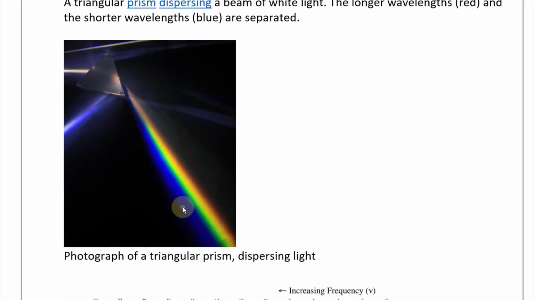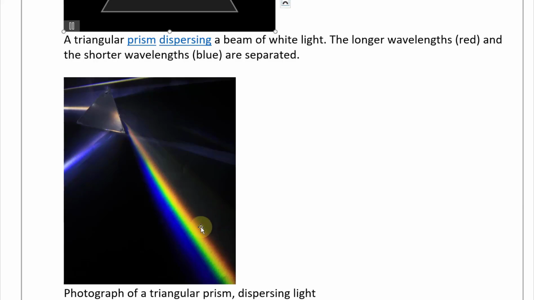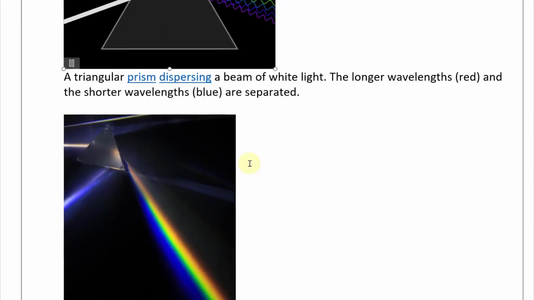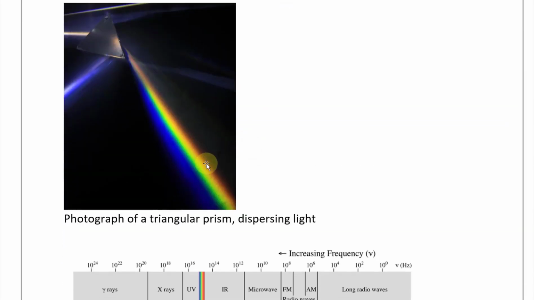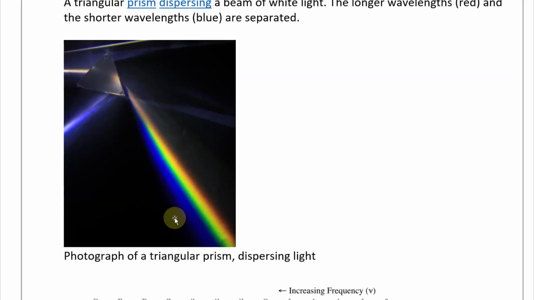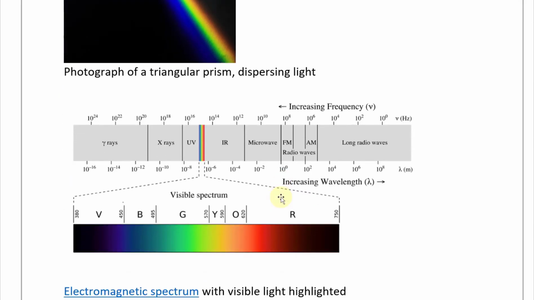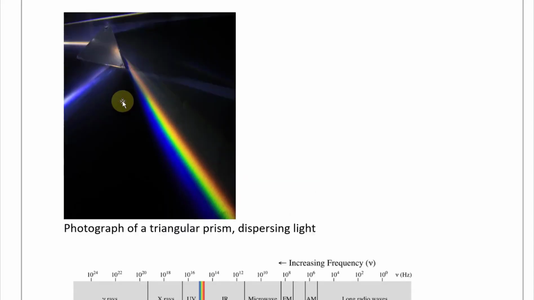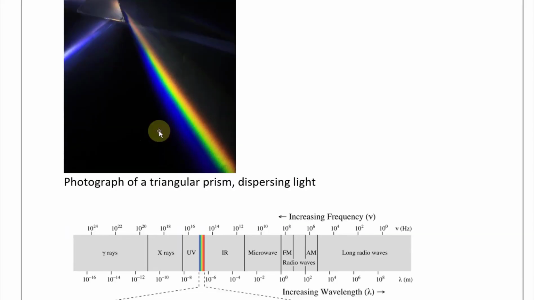So notice how this white light separates from blue and all the way to yellow and so on, like that. And then towards the reddish side. Yeah, so photograph of a triangular prism or pyramid dispersing light. Actually, in this case, it might be like a sideways pyramid, or not even a pyramid. But anyways, it's a triangle.